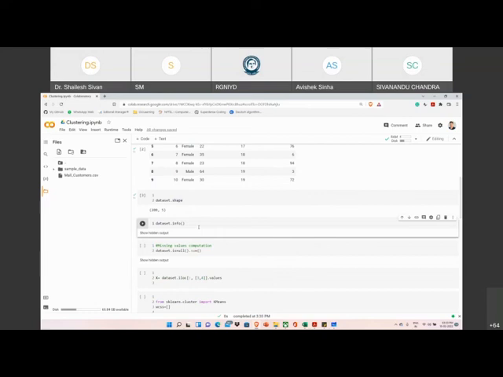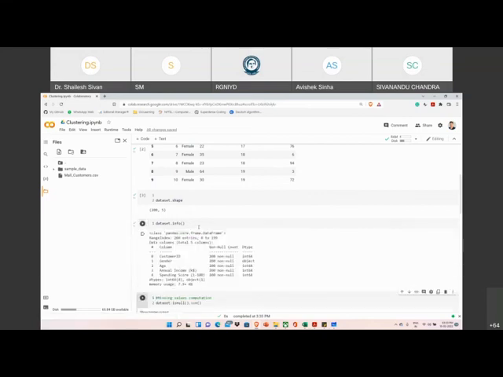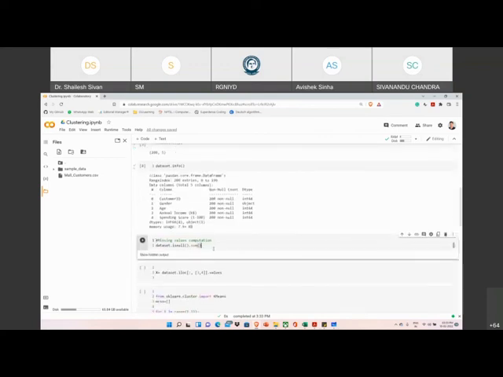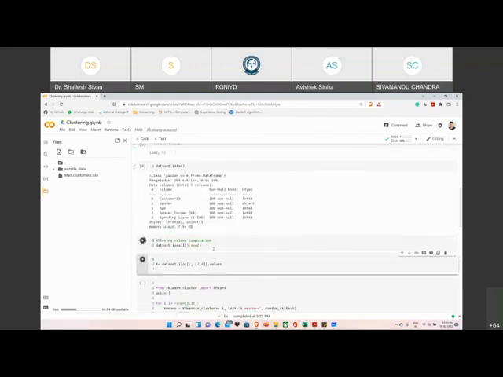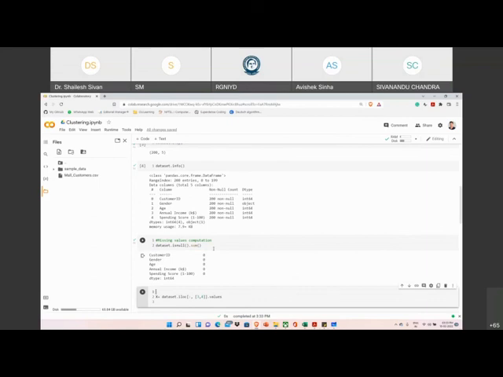Now, dataset info: we will get the column names as well as the types of each column, and how much information is there. So first we have to find out if there is any null value. On observing this, we can see there is no null value in the data.